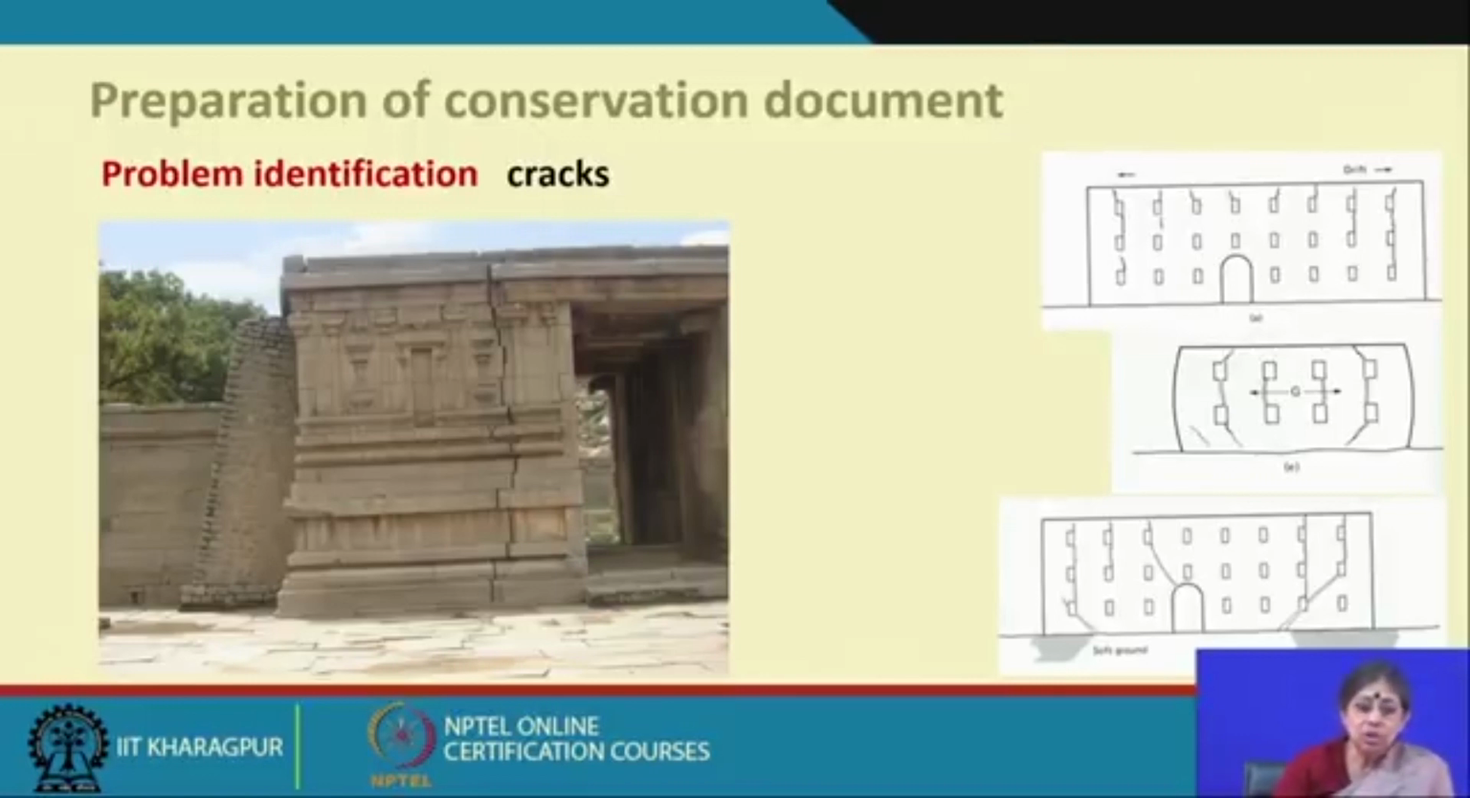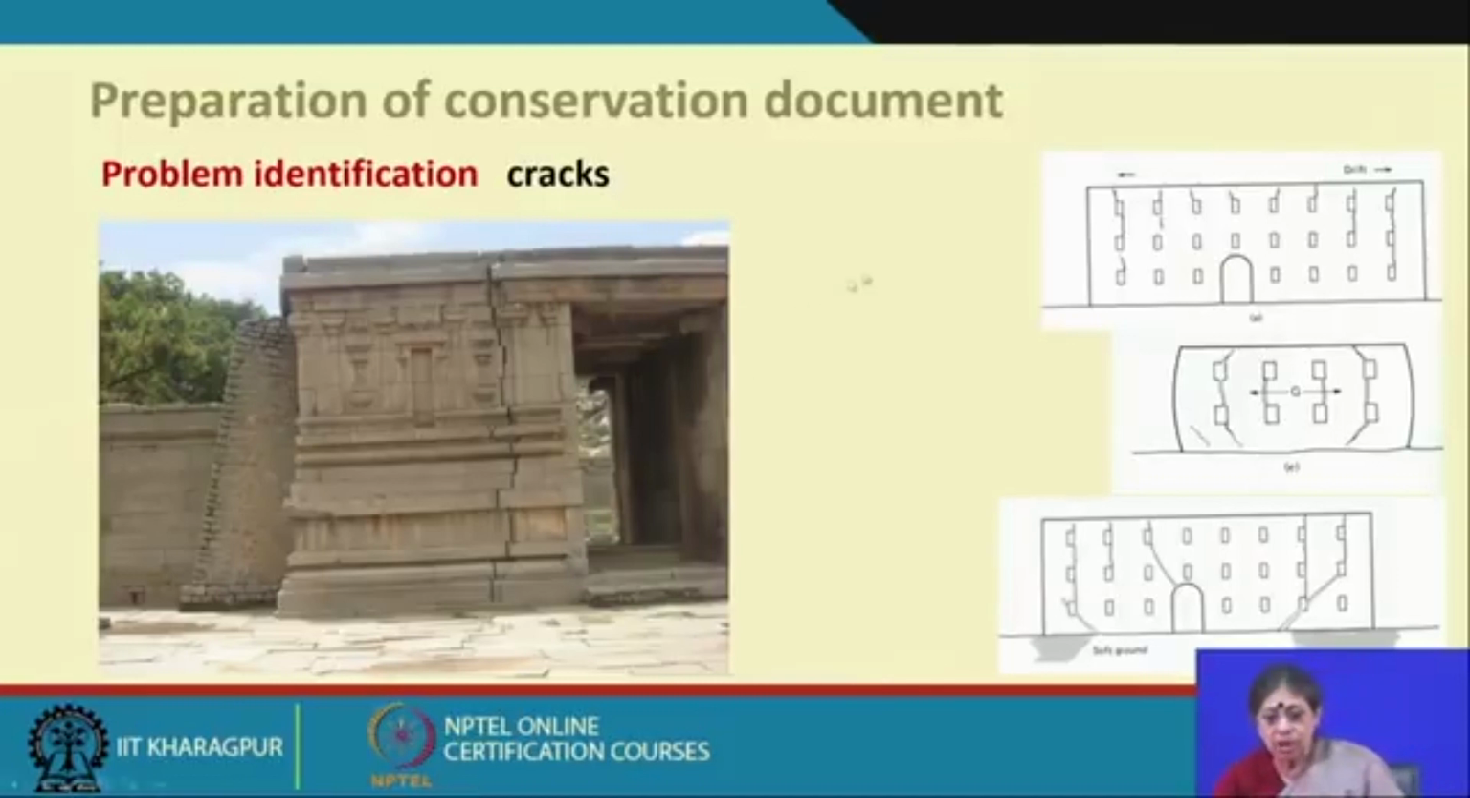Sometimes it may be due to the foundation, sometimes due to the change in the groundwater level. So there may be very varied reasons. One has to understand that, but at the same time, while the investigation can take a long time, one also has to think about what can be the temporary measure. In this case, Hampi, a temporary buttress wall has been prepared.